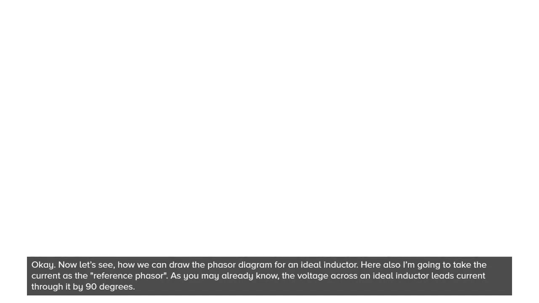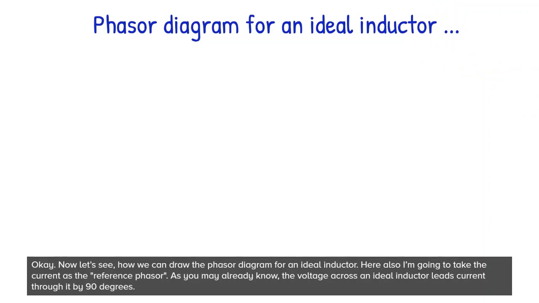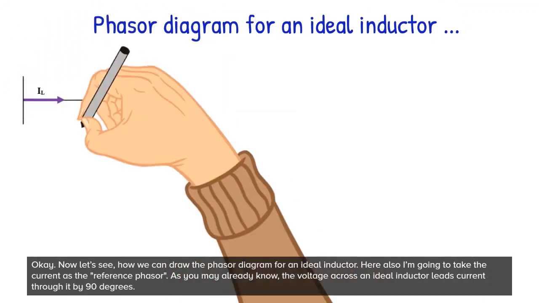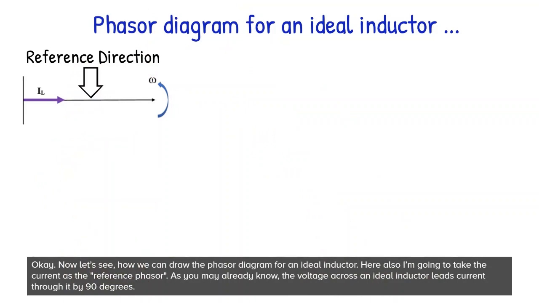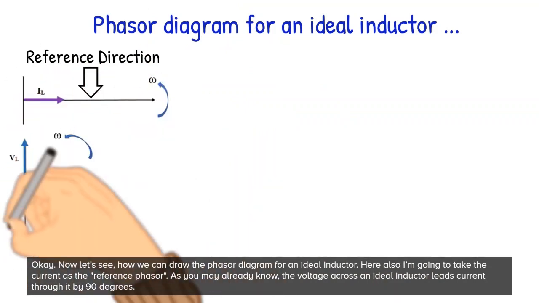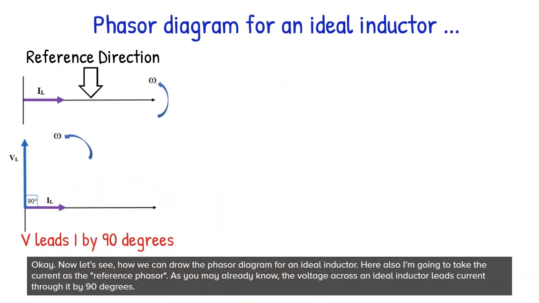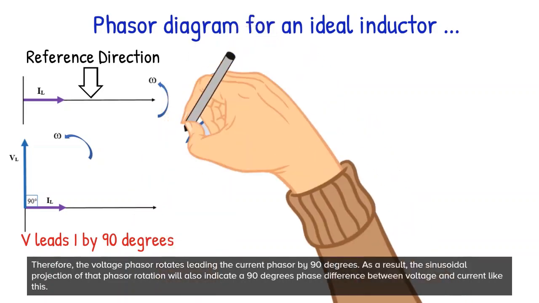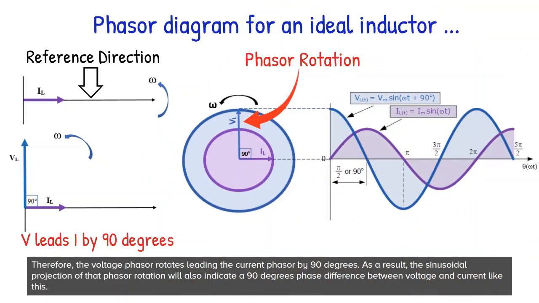Okay. Now let's see how we can draw the phasor diagram for an ideal inductor. Here also I'm going to take the current as the reference phasor. As you may already know, the voltage across an ideal inductor leads the current through it by 90 degrees. Therefore, the voltage phasor rotates, leading the current phasor by 90 degrees.